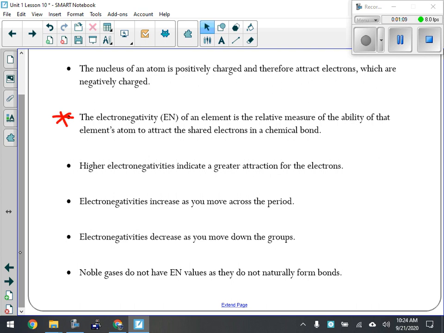As you get farther down, there are some numbers. Don't worry about that, okay? Higher electronegativities include a greater attraction for electrons. Electronegativities increase as you move across the period. So when you go from metals to non-metals, they increase in electronegativity, generally speaking, of course. And if you move down the group, they decrease, okay? So basically, francium in the bottom left corner is going to be the worst. Fluorine is going to be the best, okay? And then, of course, the noble gases are usually not applicable. Noble gases do not have EN values as they do not naturally form bonds.